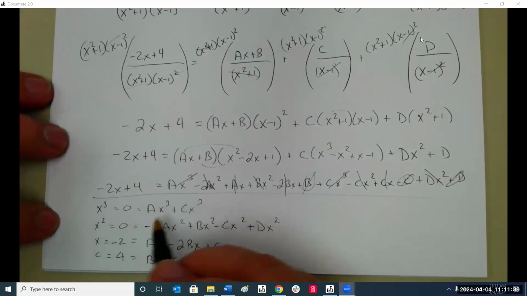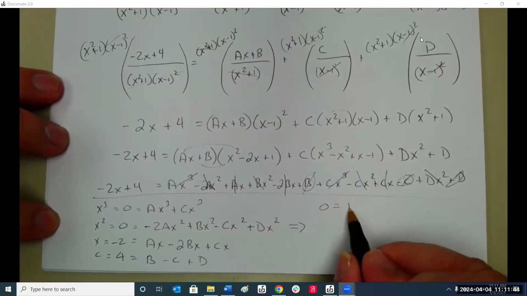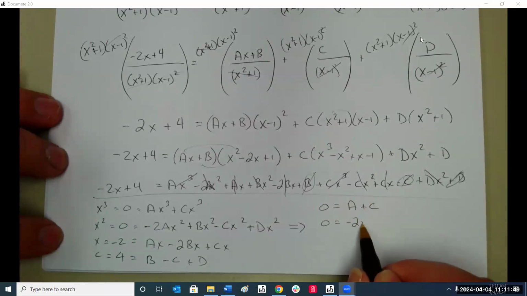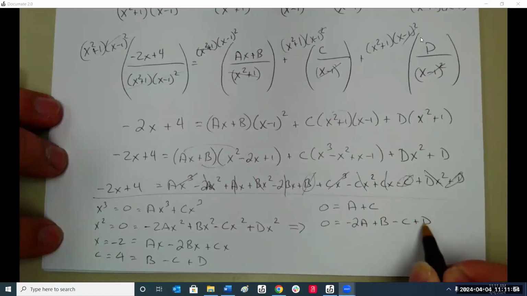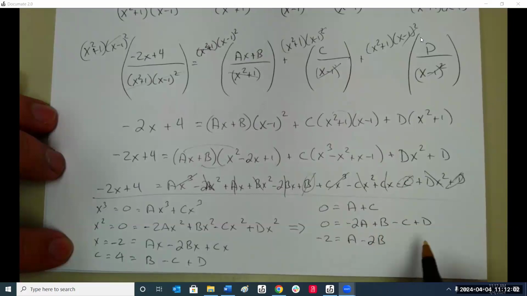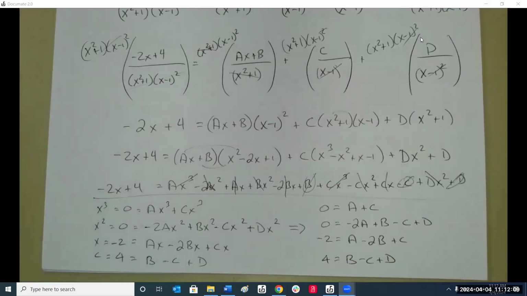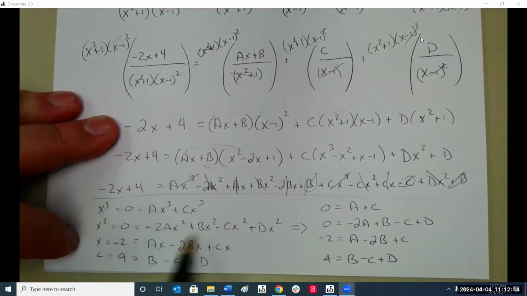The x's are gone now. So 0 equals a plus c. 0 equals negative 2a plus b minus c plus d. Negative 2 equals a minus 2b plus c. Yeah, because now all the x cubes, x squared, all those cancel.